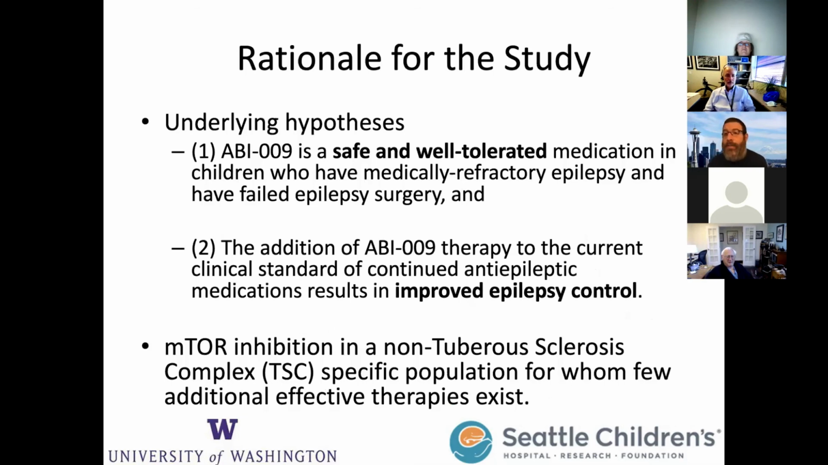There were two underlying hypotheses that we tested. The first is that this medication is safe and well tolerated in kids who have medically refractory epilepsy who have failed epilepsy surgery. And second, that if we add ABI-009 to their existing regimen, we could possibly detect an efficacy signal, that we can improve the control of their epilepsy. And the reason for this, like I said earlier, is that mTOR inhibition in a non-TS population really has not been done before, and there really are no therapies for these kids. These kids are at the end of their road, and there are quite a number of them.